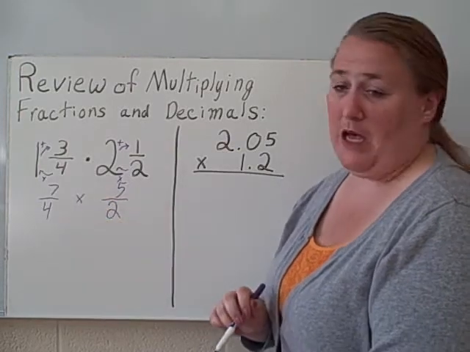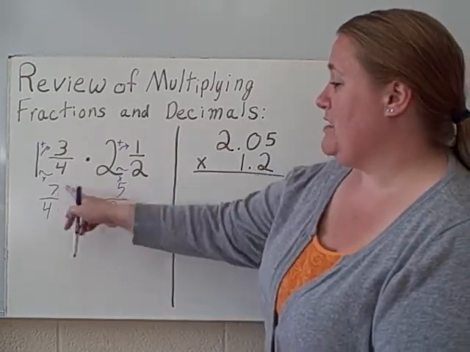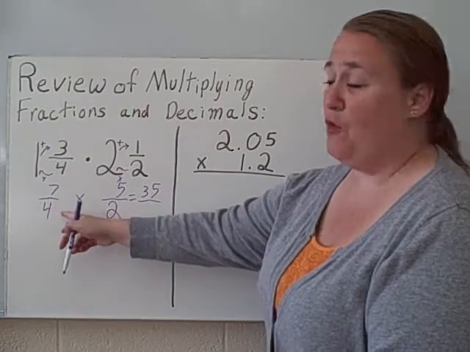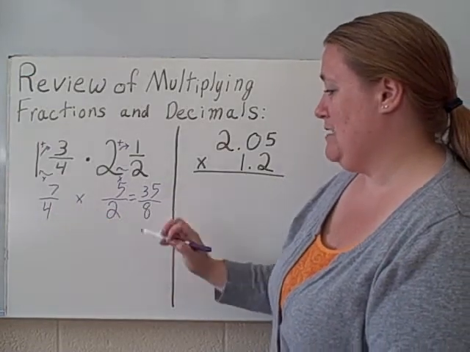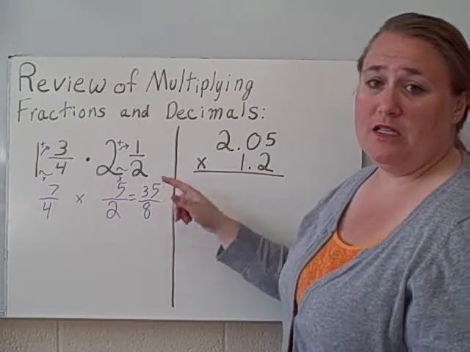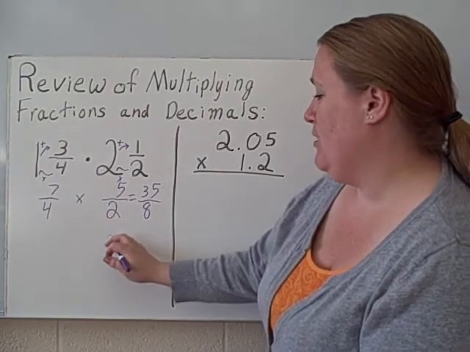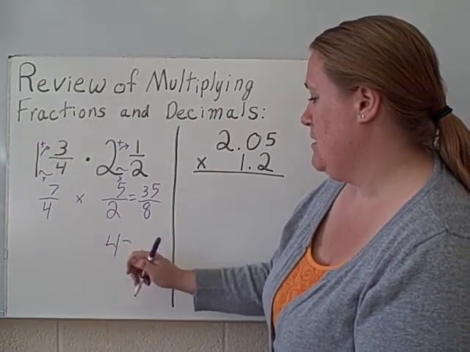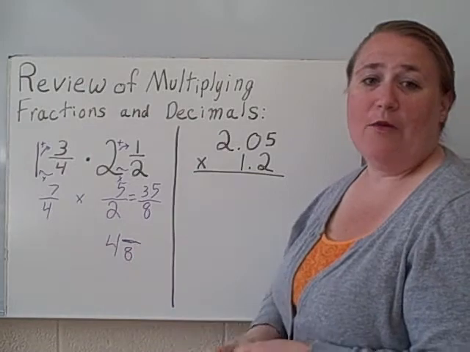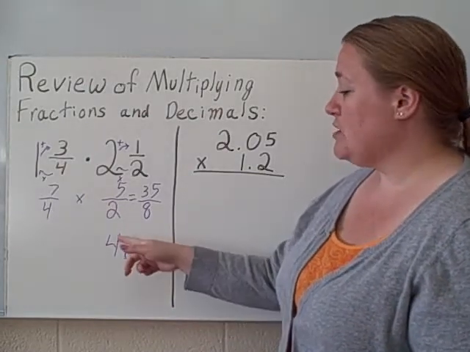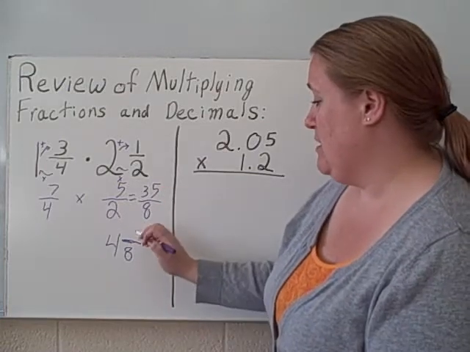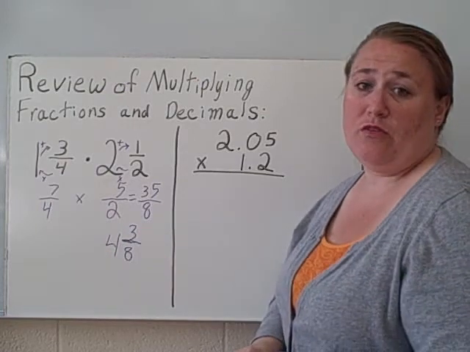And we're multiplying, okay? 7 times 5 is 35, and 4 times 2 is 8. So then we have to simplify. So how many times will 8 go into 35? It'll go in 4 times, and we keep the same denominator. And then we have to figure out how many are left over. Well, 4 times 8 is 32, and 35 minus 32 leaves me with 3, a remainder of 3, right?